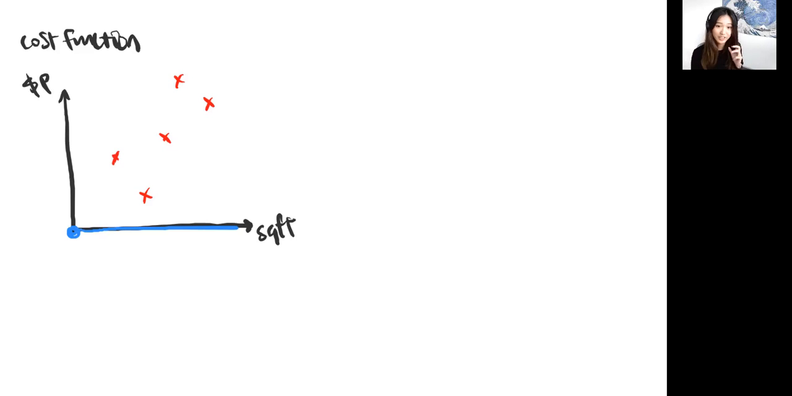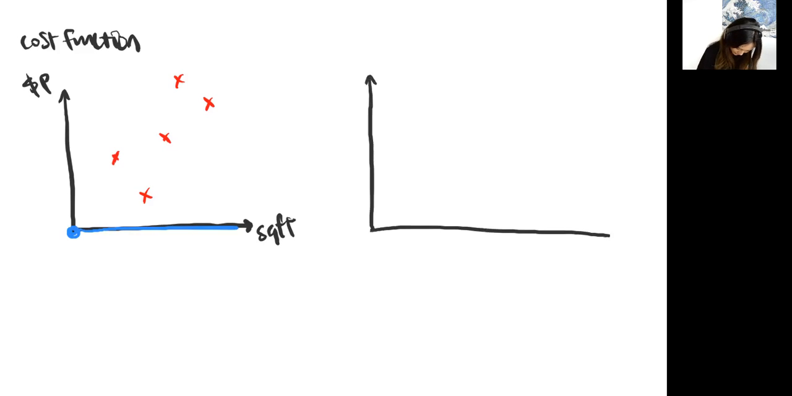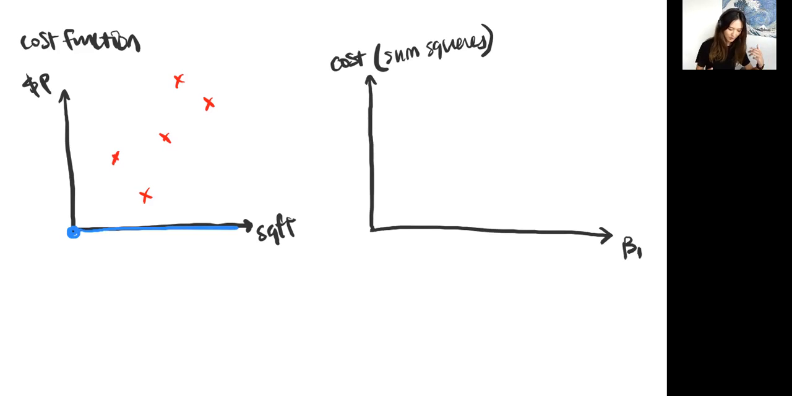And what we're going to do is keep track of what our cost is. So while we have this on the left side, on the right side, let's keep track of our cost, which here is our sum squares, and in here we're looking at our beta 1, beta 1 being the coefficient for square foot. All right, so when our coefficient for square foot is at 0, which is at this point over here, what is our error?